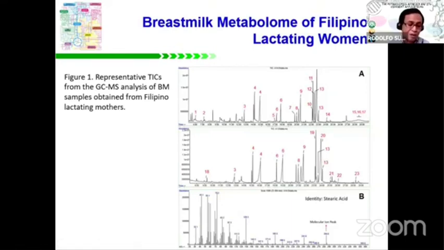So these are the Filipino lactating women. We identified several metabolites using GCMS, and the majority of them are lipid metabolites, such as glycerol, caproic acid, capric acid, lauric acids, and so on. We also identified other metabolites, such as hormone intermediates. This is actually the work of my master's student who has now graduated.